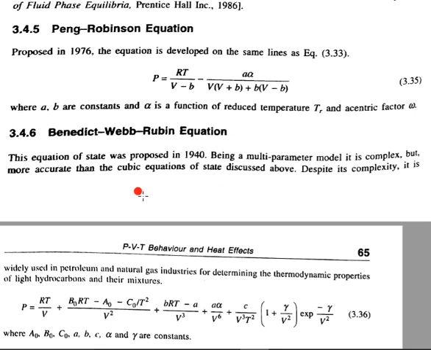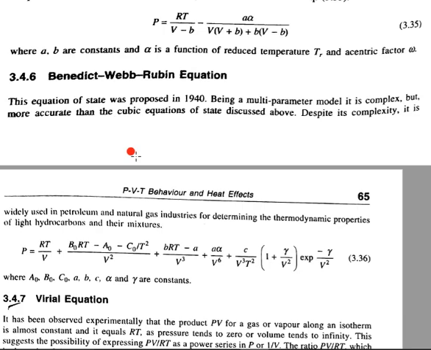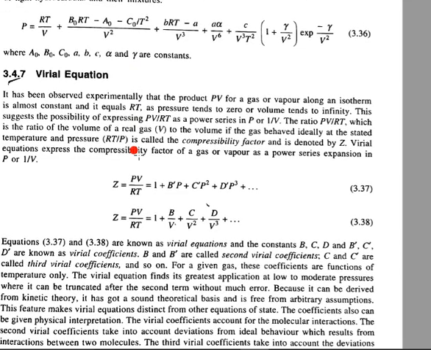Then next is the Benedict-Webb-Rubin equation. This is not given in your syllabus. Next equation is the virial equation of state, which is most important for thermodynamics.